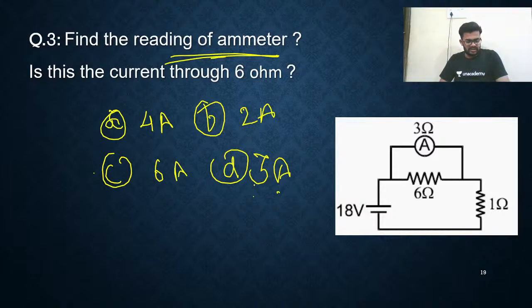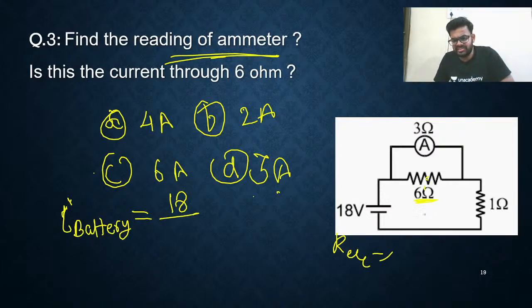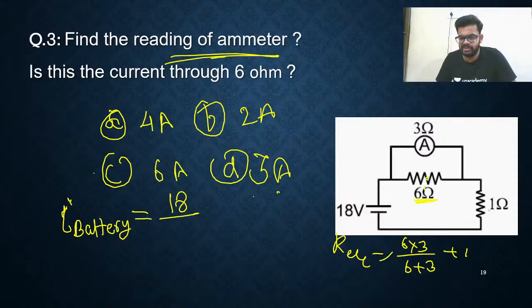So the reading of the ammeter you need to find. Khushi, we are going to check it. What is the equivalent resistance of this entire circuit? Then I will see the current flowing through the battery, which will be equal to total voltage of battery divided by equivalent resistance. The ammeter has 3 ohm resistance and this resistance is 6, so 6 into 3 divided by 6 plus 3, this is equivalent 2, plus 1 in series with this. So you are getting 2 plus 1, 3 ohm. Divide by 3, you are getting 6 ampere.